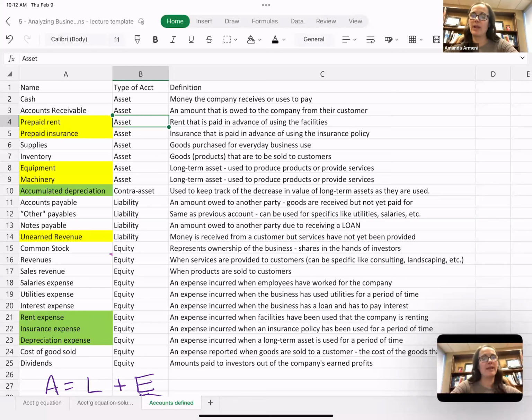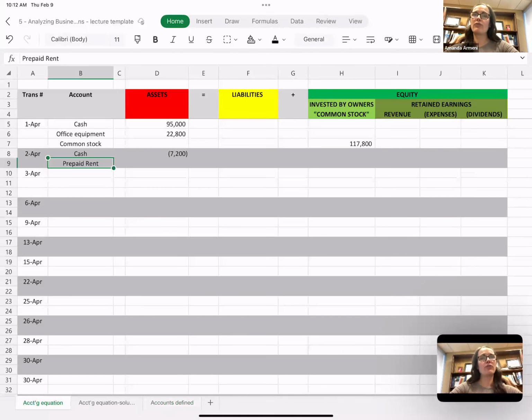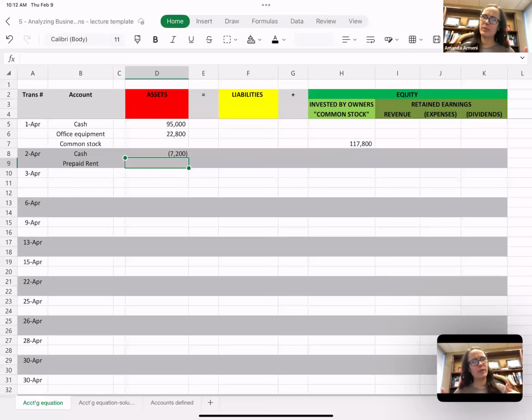That's why prepaid rent is an asset. So under the asset column, do I have more prepaid rent now, or do I have less prepaid rent now? Obviously we have more, because we just made the payment just now. So cash is decreasing, but our prepaid rent is a positive amount.